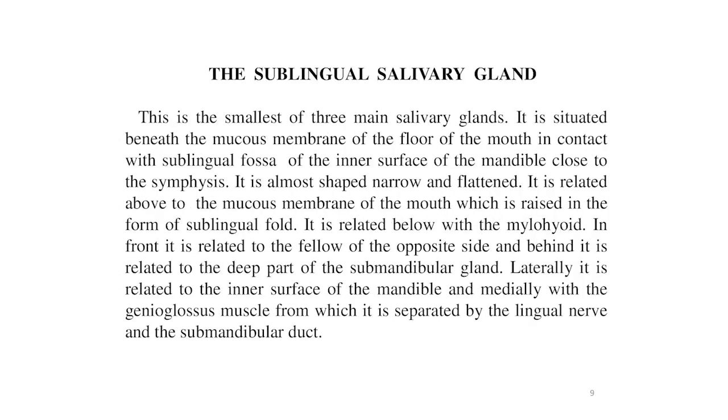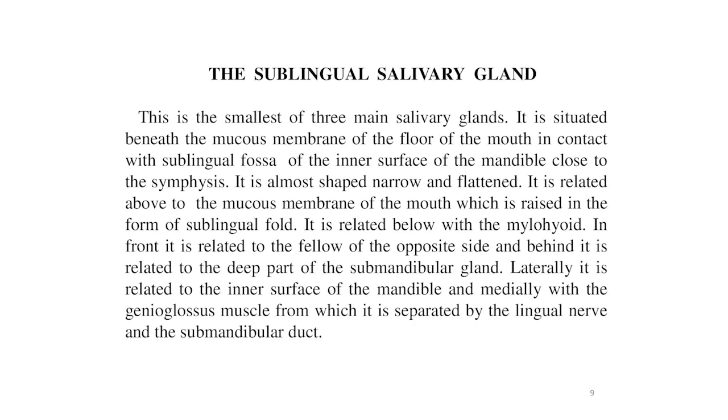This is the smallest of the 3 main salivary glands. It is situated beneath the mucous membrane of the floor of the mouth in contact with the sublingual fossa of the inner surface of the mandible close to the symphysis. It is almond shaped, narrow and flattened.